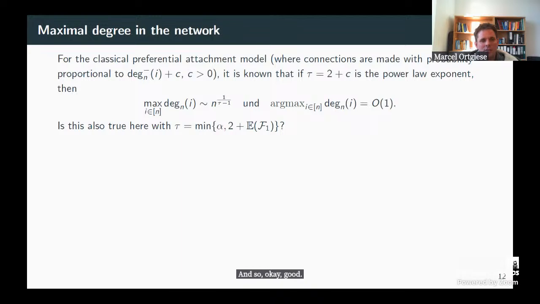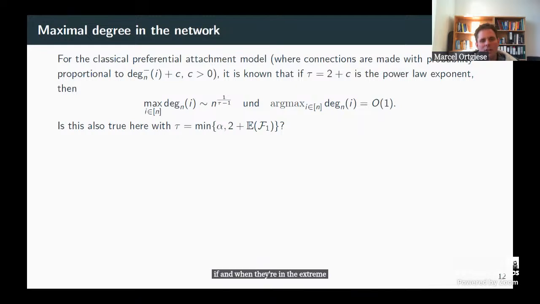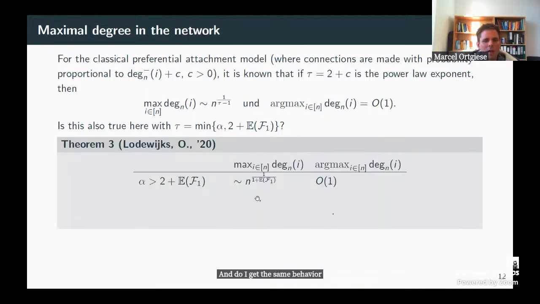Good. So the question now is, does the same work for us? My tau looks slightly different, right? I've rewritten it slightly. Either it's alpha if I'm in the strong disorder case, or it's 2 plus the expectation if I'm in the weak disorder case. But do I get the same behavior for the max degree? And the answer is sort of. The largest degree does behave like it should, it increases like n to the 1 over tail exponent minus 1. That's exactly the same thing.